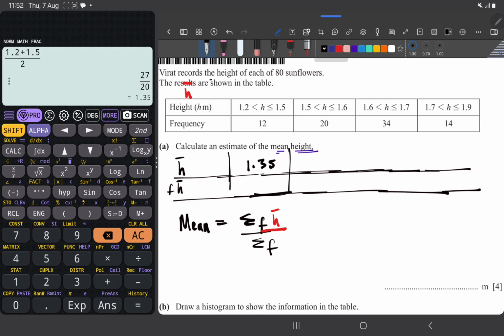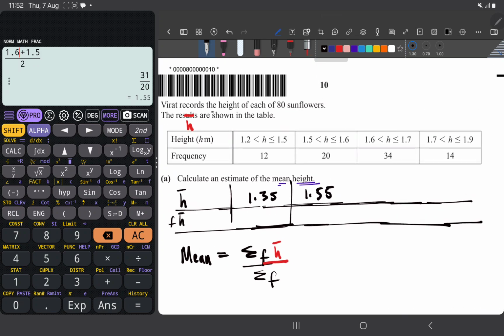But let's find another one. There is 1.5 plus 1.6, divided by 2, you get 1.55. Then here we have 1.6 and 1.7. 1.6 plus 1.7 divided by 2 is 1.65. Then we now have 1.7 and 1.9. So 1.7 plus 1.9 divided by 2, it is 1.8.